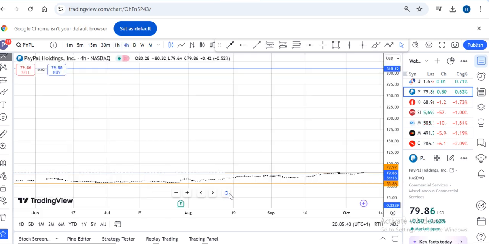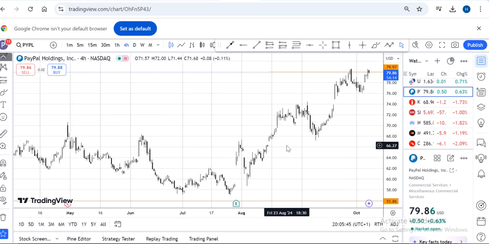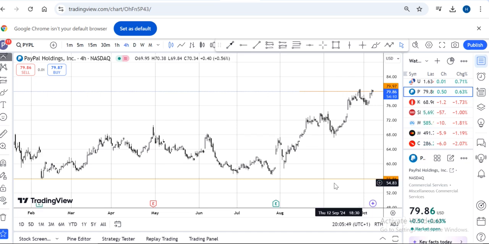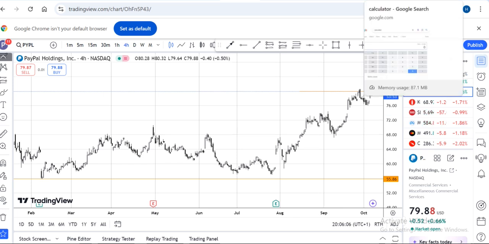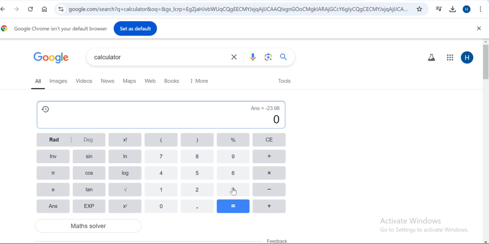So now, if you had invested in this particular stock when it was at 55 and it's currently here, you would have made a profit of about $24 from here to this point. Fine. Now, let's say you bought 10 units, which is 10 shares of this particular stock. That means we'll simply say you got 55 times 10. That means you invested $550 in it.